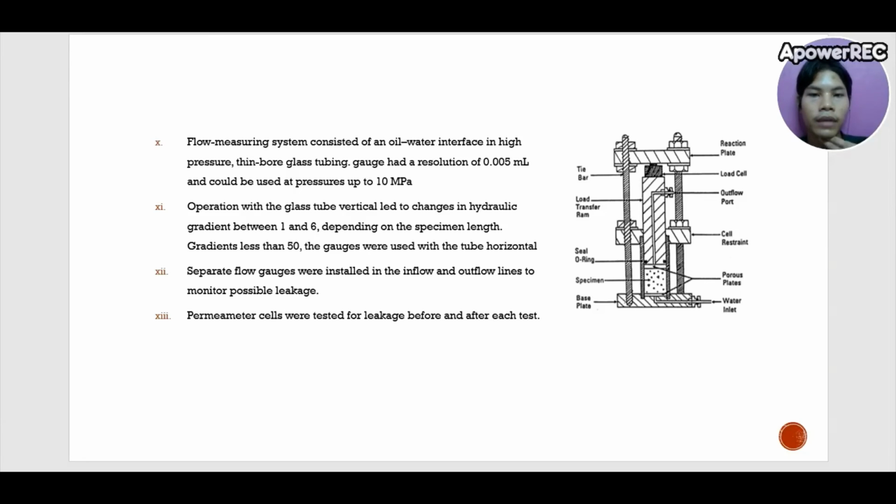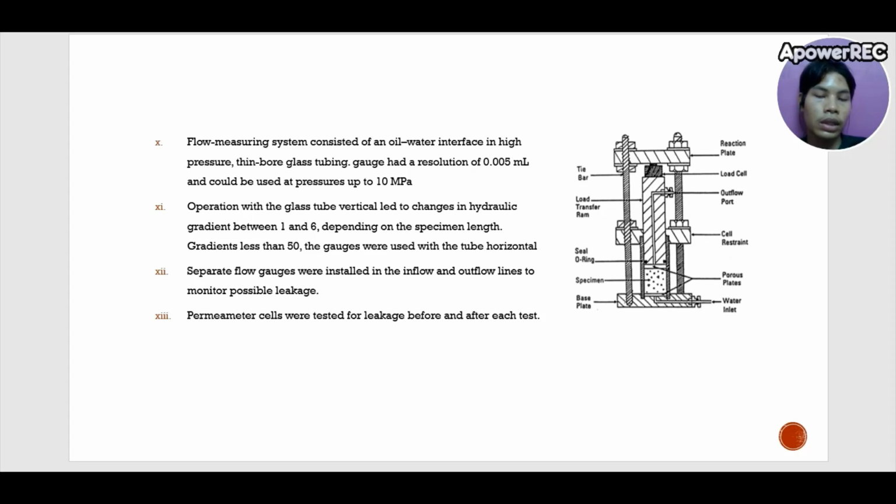So the next step is the flow measuring system, which consisted of an oil-water interface in a high-pressure thin bore glass tubing. The gauge has a resolution of 0.005 mm and could be used at pressures up to 10 megapascal. Operation with the glass tube led to changes in hydraulic gradient between 1 and 6 depending on the specimen length. For gradients less than 50, the gauges were used with the tube horizontal.